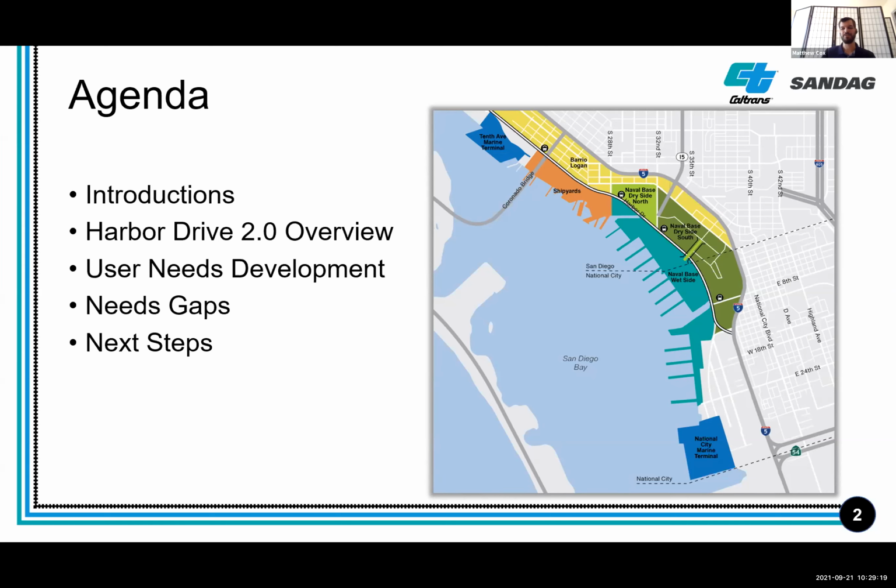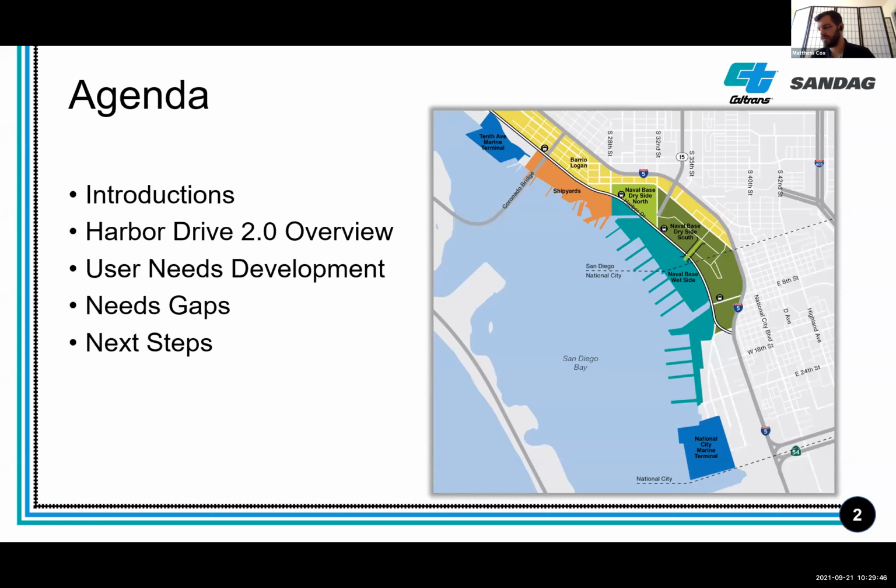Okay. Thank you. Okay, so as I mentioned, we're going to discuss the overall concept of the Harbor Drive 2.0 corridor project, and then go into a more in-depth dive into the development of our user needs and the gaps in our user needs, and we'll discuss what those are shortly. But first, we wanted to introduce the overall project boundaries of where this project is going to take place.